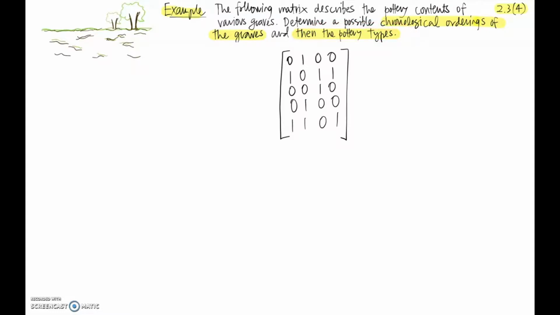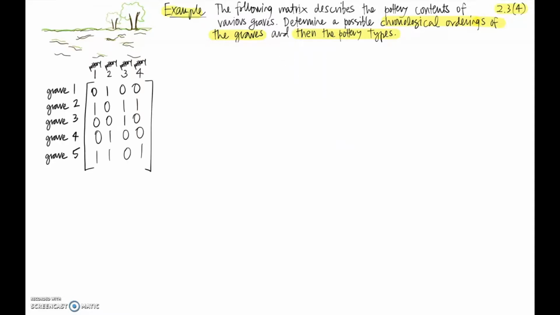All right, well, let's try the first one first because we sort of know how to do that one. So we'll do like we did before. We know each of these rows represents a different grave, so it looks like we have at least one more grave here. We have 5 graves and 4 pottery types. We're going to multiply this by its transpose, and that way it'll pick up, between 2 graves, how many pottery types they have in common.